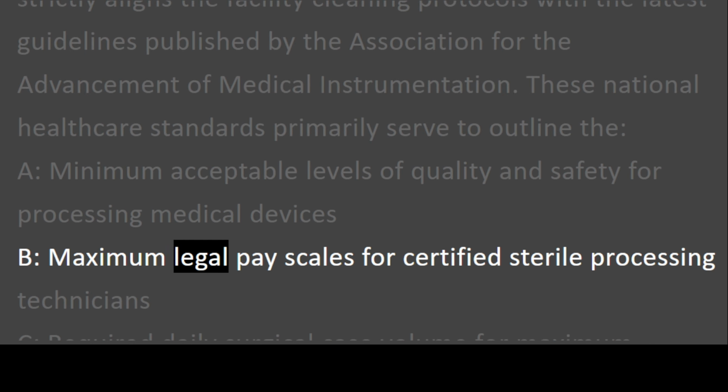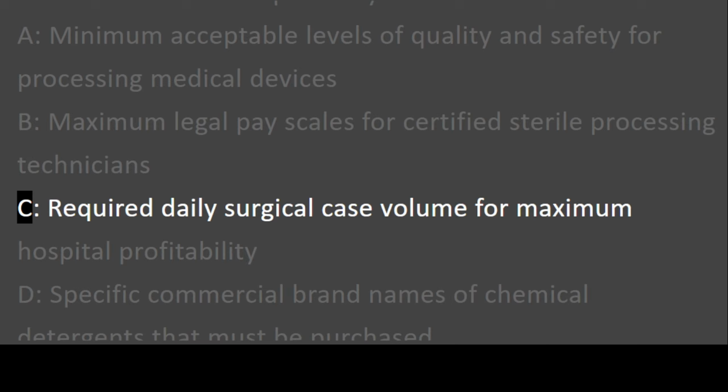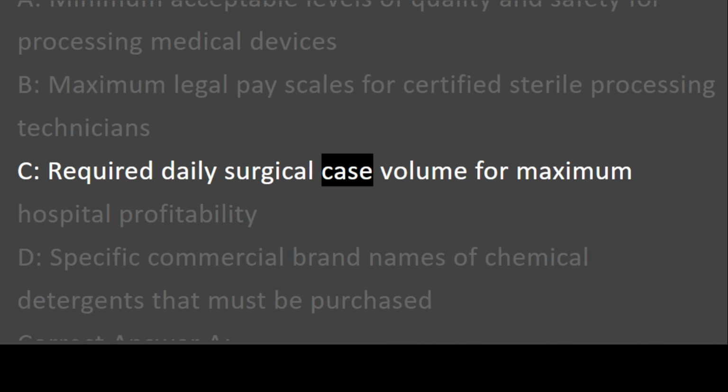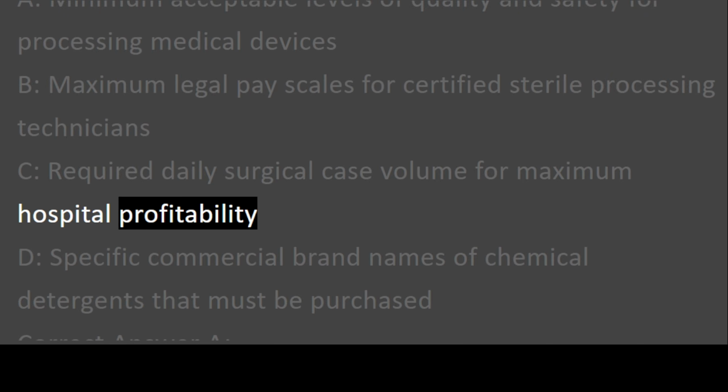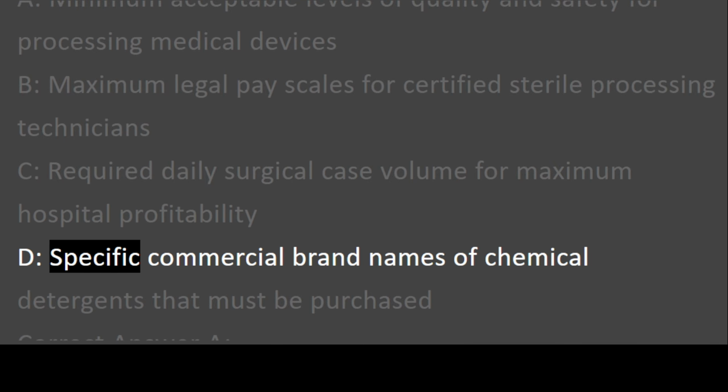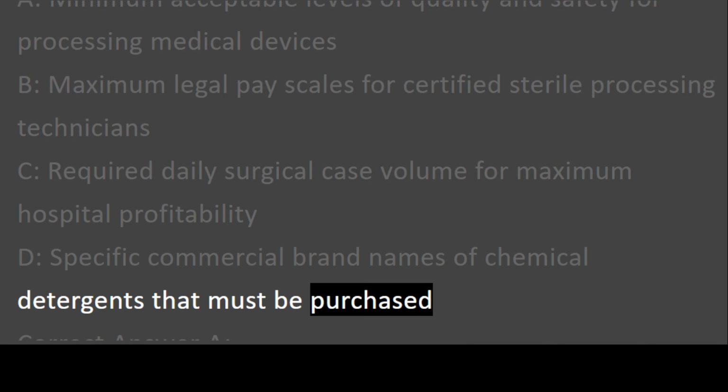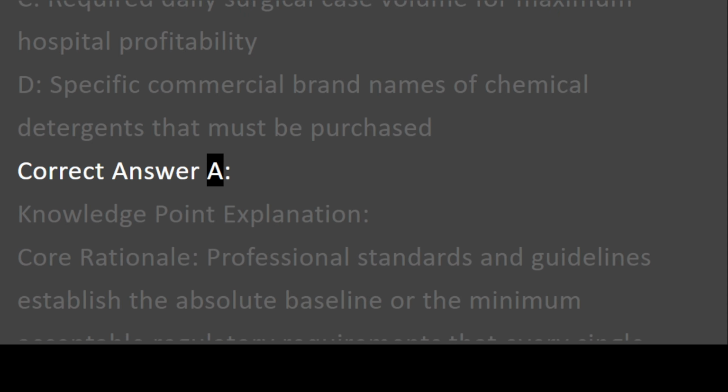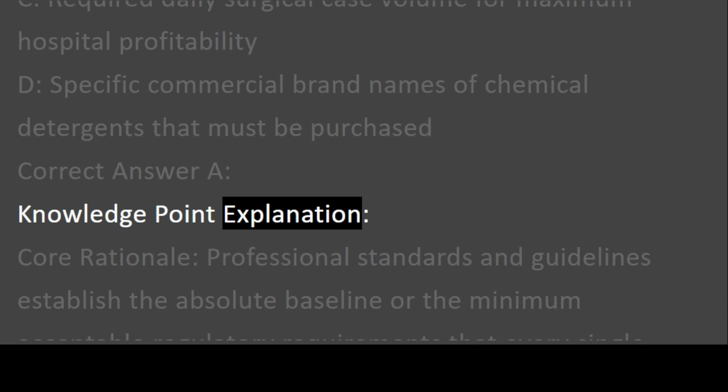B. Maximum legal pay scales for certified sterile processing technicians. C. Required daily surgical case volume for maximum hospital profitability. D. Specific commercial brand names of chemical detergents that must be purchased. Correct answer A. Knowledge point explanation.